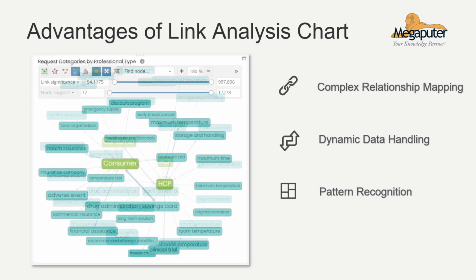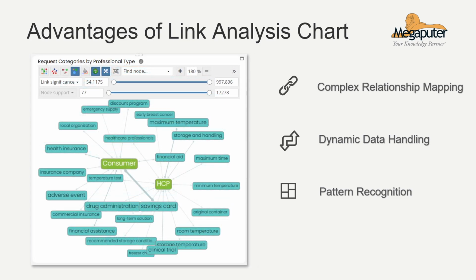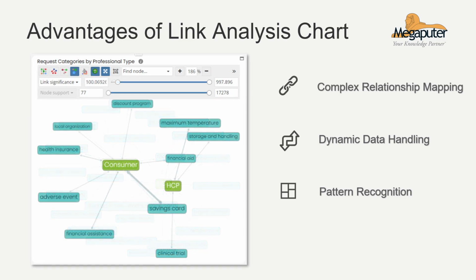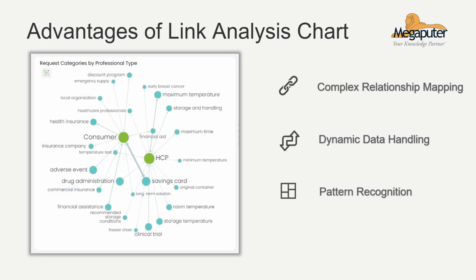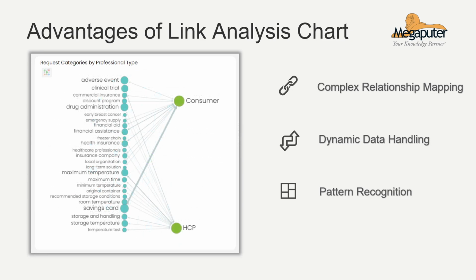In such cases, we can manually filter out less relevant clusters using the toolbar provided in the chart by increasing the level of link significance. We can also edit the layout of the link analysis chart, like changing the label style, or changing the layout of the connection style to either vertical or horizontal.